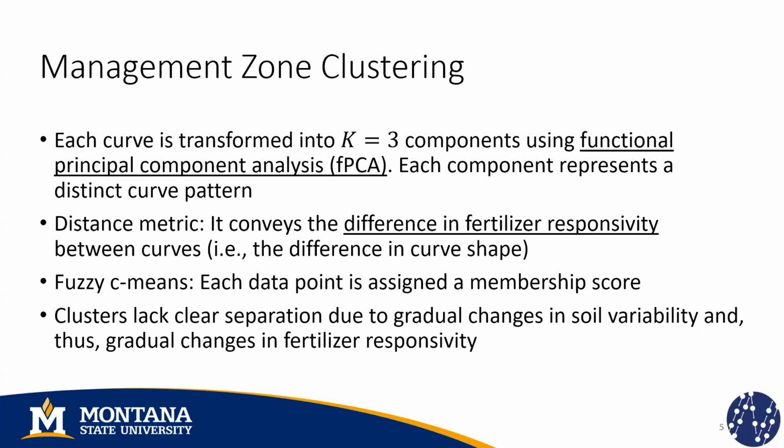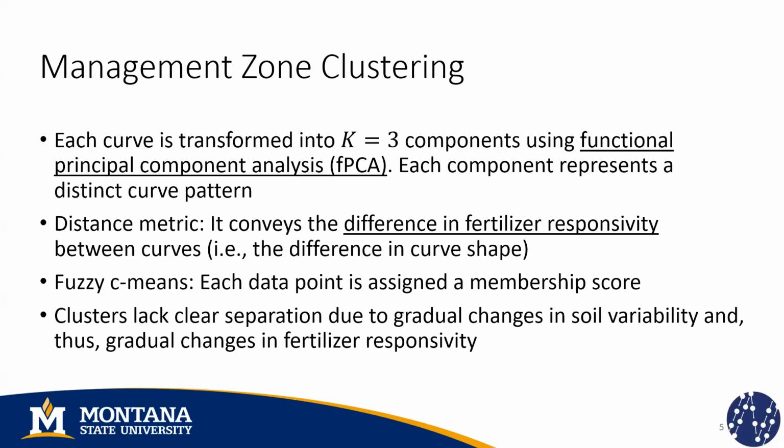So, in a nutshell, we train neural networks and we use them to generate N response curves by asking the model what will happen if we use different fertilizer rates. Once we have generated those fertilizer curves, we want to analyze the shape of these curves, and we are going to use a technique called FPCA, Functional Principal Component Analysis, that basically encodes the pattern of the curve. Then we create a distance metric that basically conveys the difference in fertilizer responsivity.